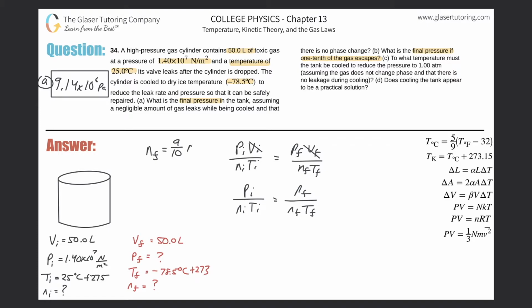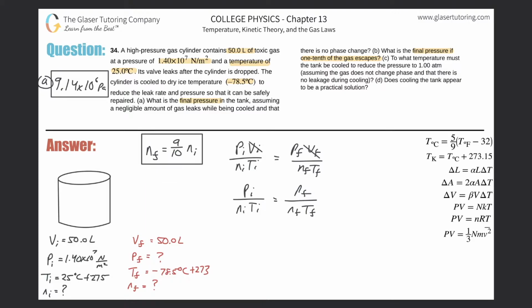9/10 of the initial mole value, right? Of the initial mole value. Make sure that that makes sense. It says the final pressure if 1/10 of the gas escapes. Well, if you started with 10 things and 1/10 of this escaped, how many are left? 9, right? This is how many are left. In other words, 9/10 will be left of whatever you started with, okay? That's what this formula is telling you.